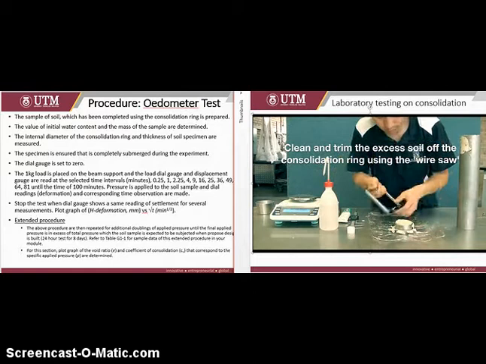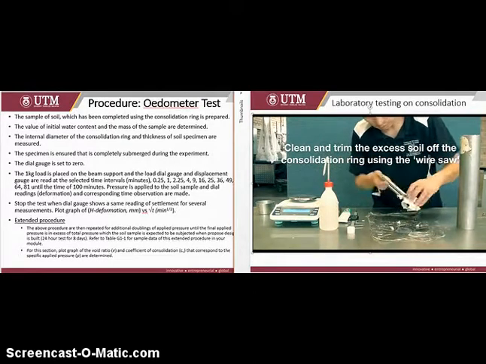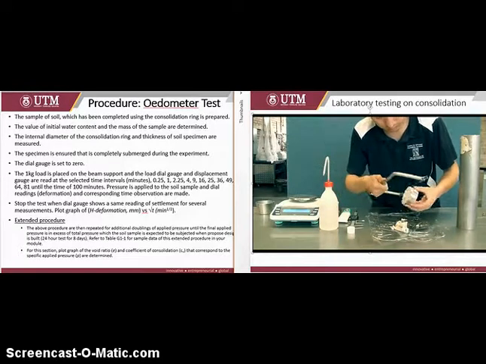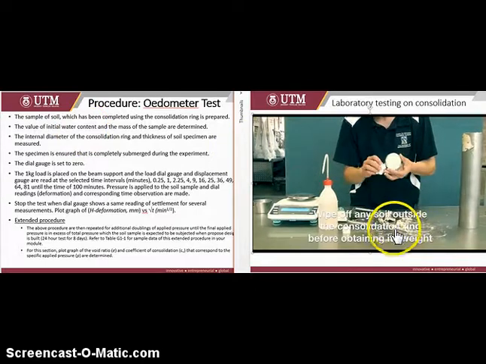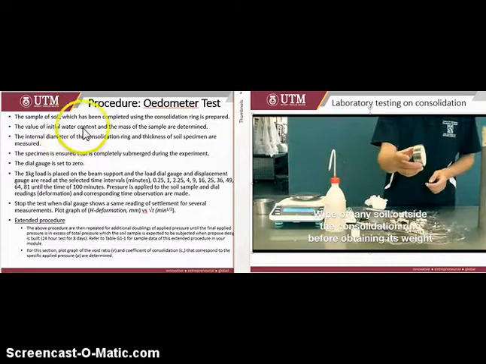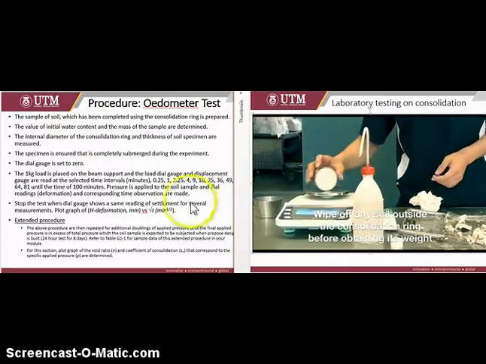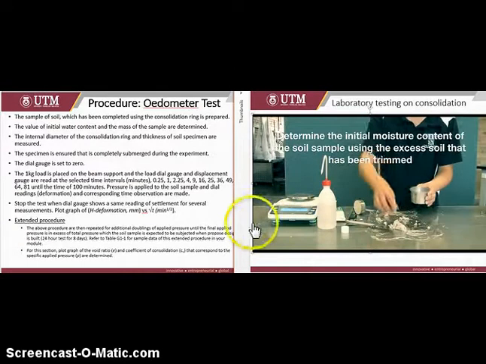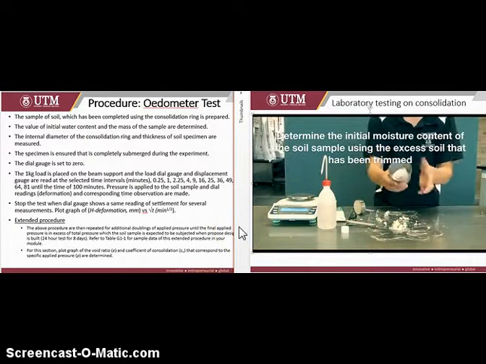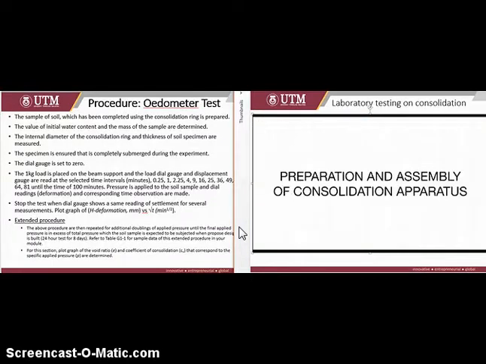While we trim the soil, we can also take some of the excess soil to measure the initial water content. So take the excess soil for your initial water content. This is the correct way to take the weight of the soil with the consolidation ring. And after you get the data, you note it down in your forms.